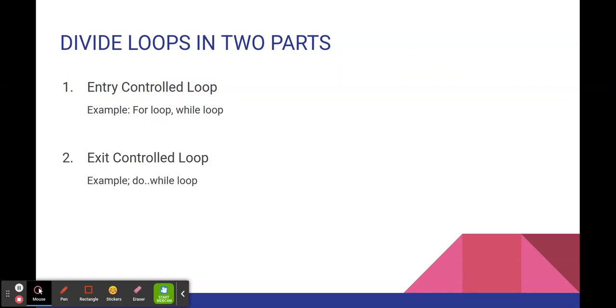But in C language we are dividing the loop into two parts only. First is entry control loop. The examples of entry control loop are for loop and while loop. Second is the exit control loop. The example of this exit control loop is do while loop. So let's see what is the difference between entry control and exit control loop.